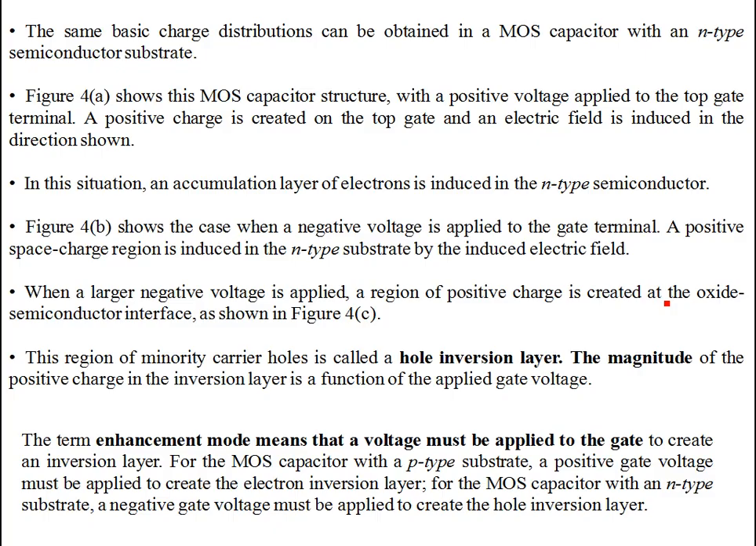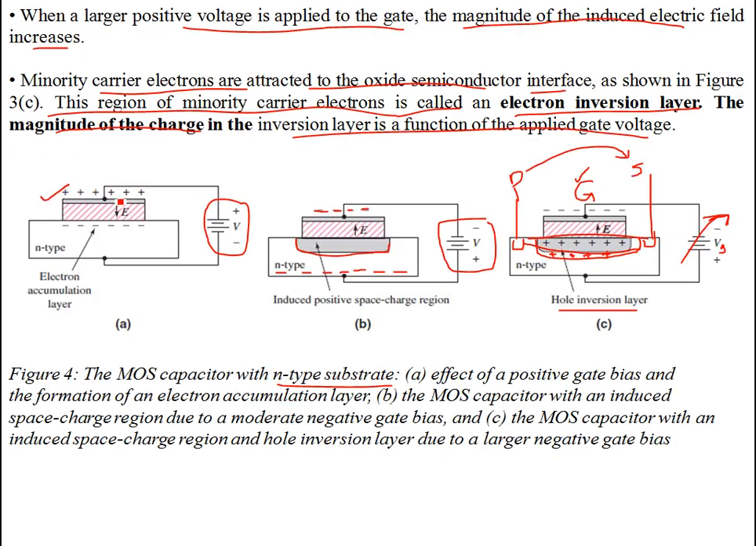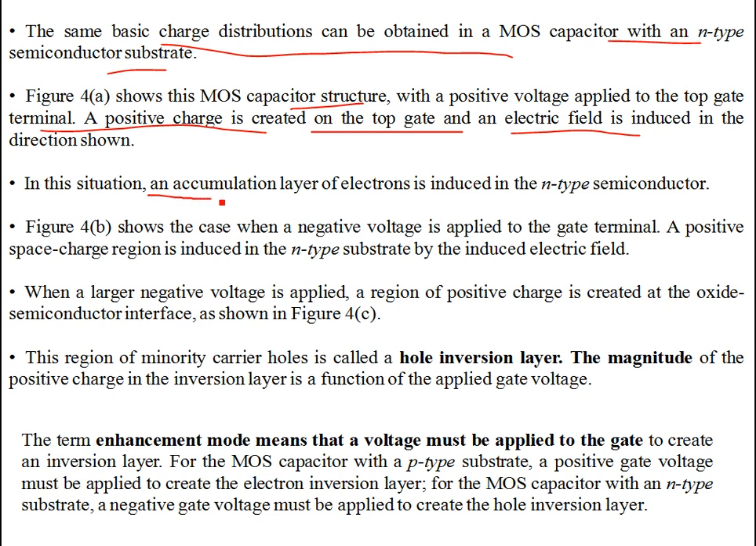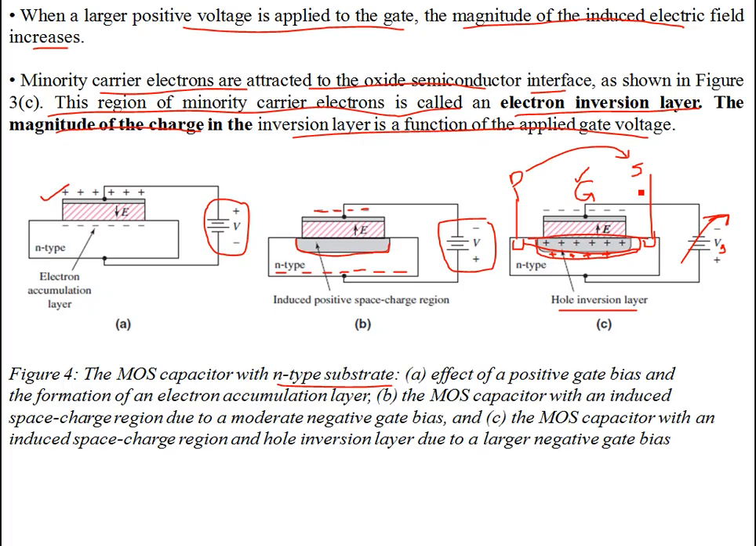Regarding figure 4, see the same basic charge distributions that can be obtained in the MOS capacitor with an n-type substrate. Figure 4a basically shows the MOS capacitor. With positive voltage applied, the top gate becomes positively charged. An electric field is induced in the direction shown. For the given orientation of the supply, the plate gets the positive, and the bottom interface is negatively charged. So in this situation, an accumulation layer of electrons is induced in the n-type semiconductor material.